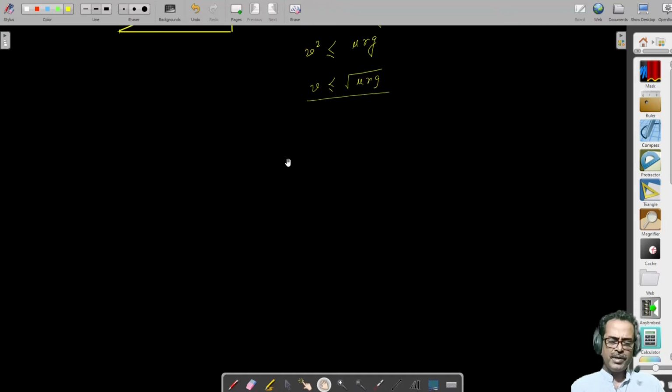Now, in the case of turning on a highway, when cars are moving with very high speed, roads are inclined towards the center of the circular path. This inclination is called banking. This is the cross section of the road, and the road is like this, inclined towards the radius. Suppose this is a car.